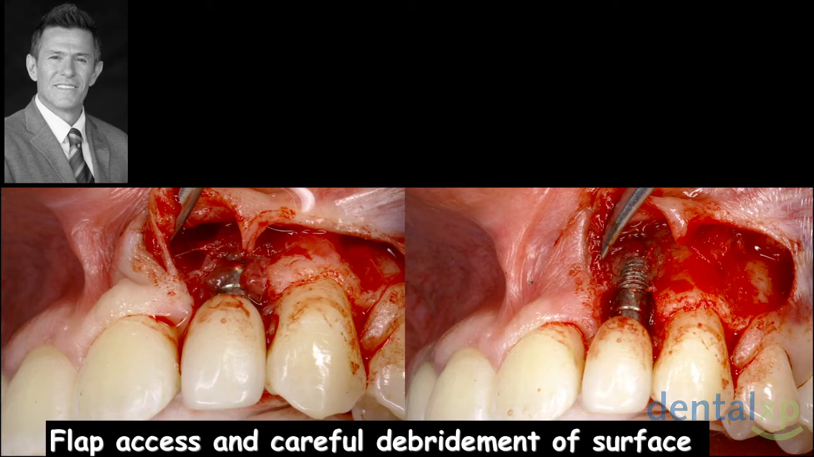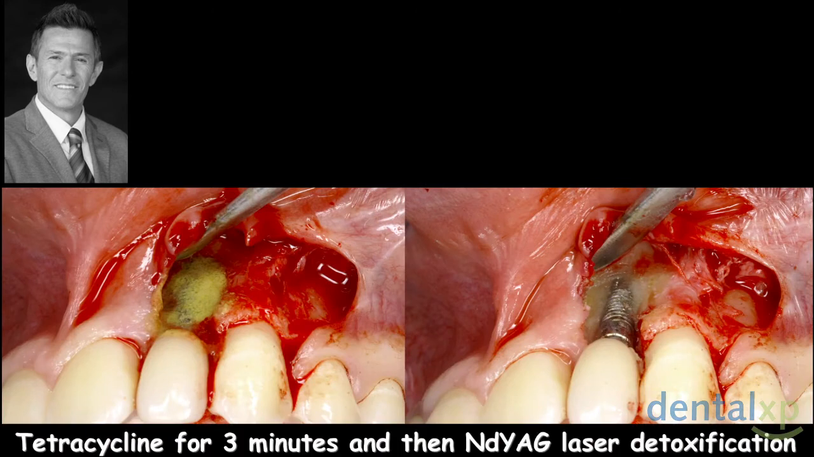And then we'll also place tetracycline on the implant surface. Once it's been cleaned, we leave that on for 3 minutes. Some people use citric acid. And then we also use an Nd:YAG laser at low energy to remove the toxins on the implant surface. So again, the tetracycline is applied. We leave it for 3 minutes. Again, citric acid can also be utilized in this fashion. And then an Nd:YAG laser on low power setting, about 5 millimeters away from the implant to remove the toxins.